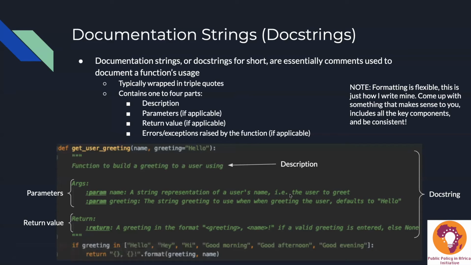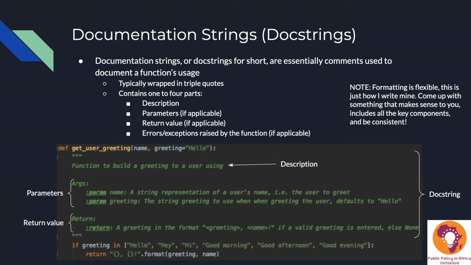Something to note here is that the formatting for a docstring is flexible. This is just how I write mine. I write mine with triple quotes, then on the next line I have my description. Then I have a blank line, and then I have args to be explicit about what my parameters are. And then I have return to be explicit about what's returned from the function. But this is just how I write mine. There's not necessarily a right way to do it, but make sure that you include all these components and come up with something that makes sense to you. Just include all the components and be consistent.